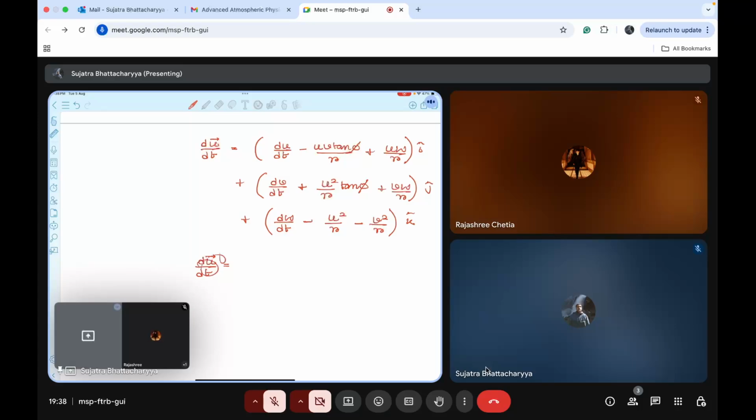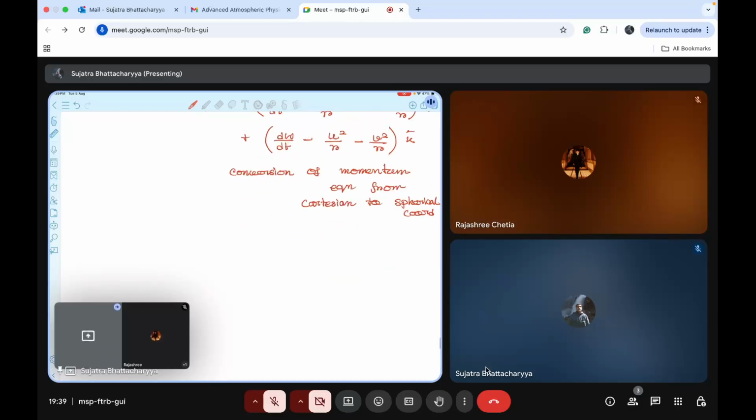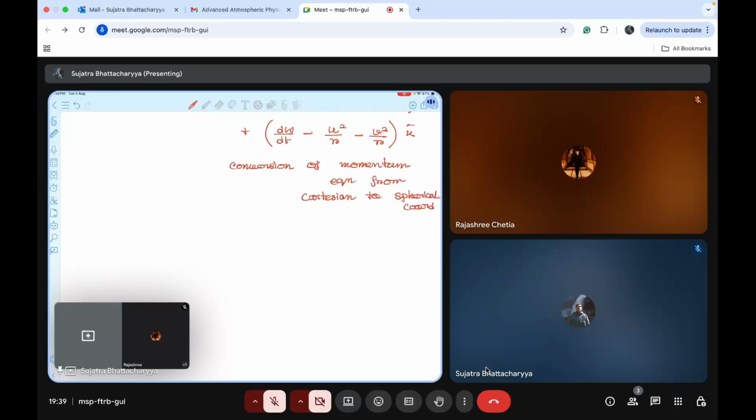So Du dt, therefore... Fine, this is okay. You don't need to write it. So this is the conversion of the momentum equation from Cartesian to spherical. Now, how will each component of the equations look? It's very easy now. So I will just list it down.